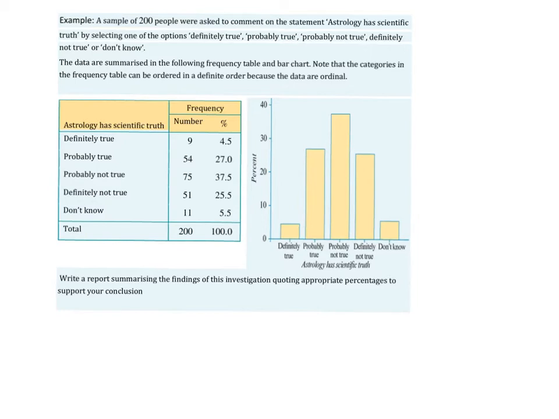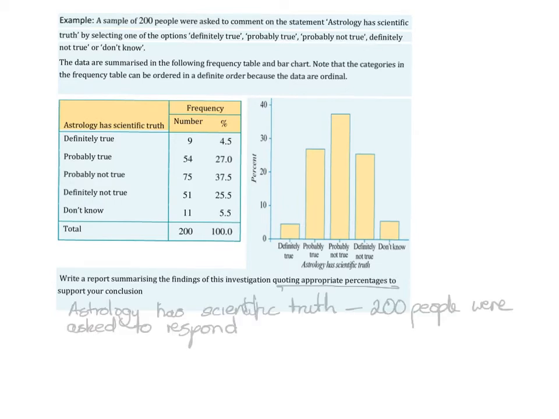The question says, write a report summarising the findings of this investigation, quoting appropriate percentages to support your conclusion. That bit is really important. You should always back up any statement you make with evidence. So let's start off by writing our introduction. Remember, it is meant to be a summary. You don't have to include absolutely everything here.